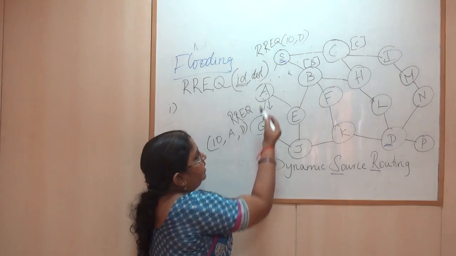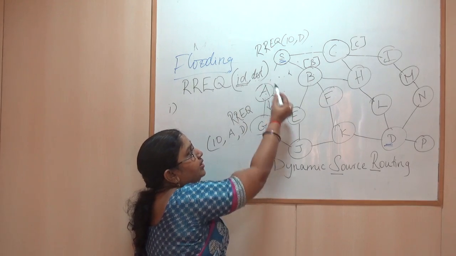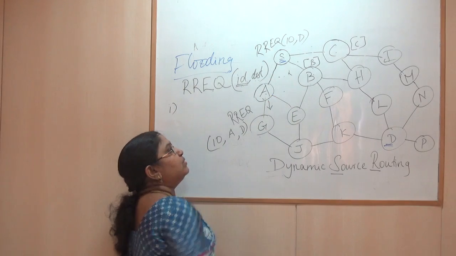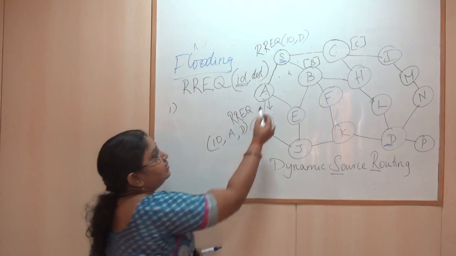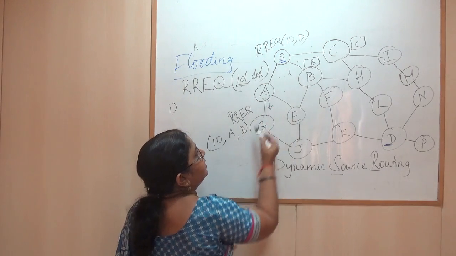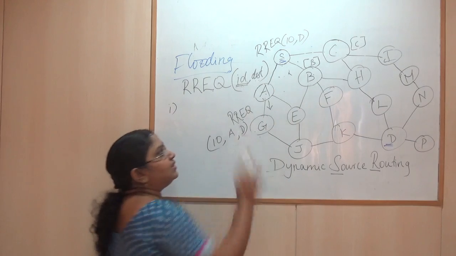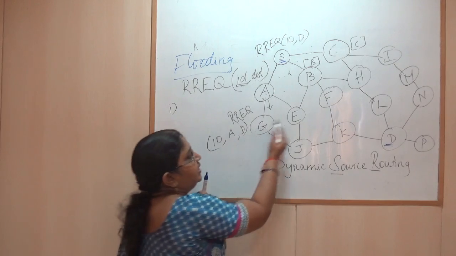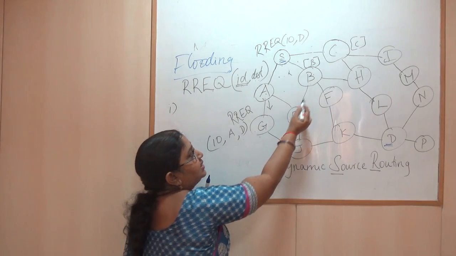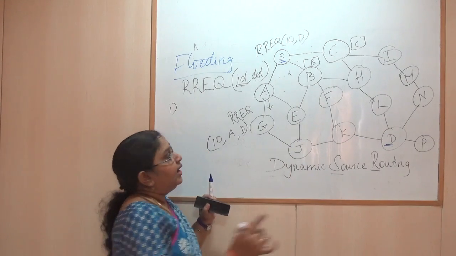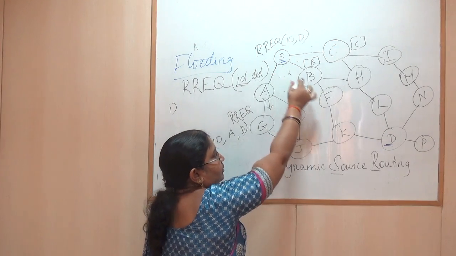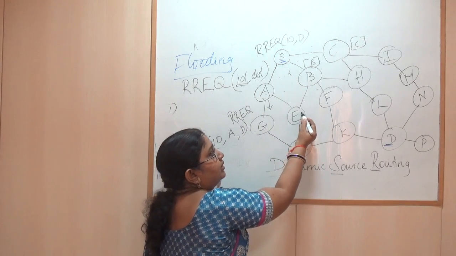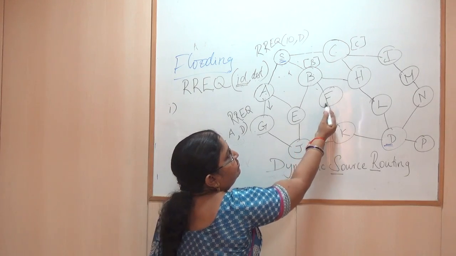Whenever A retransmits again, who is going to receive this particular route request? All neighbors of A will receive that broadcast message. Who are A's neighbors? S, G and E. Obviously S will not process that information because S is the source, and G and E will process. We hope E has not received that message from B. And B will also rebroadcast the message from S to its neighbors. Its neighbors are E, F and H.